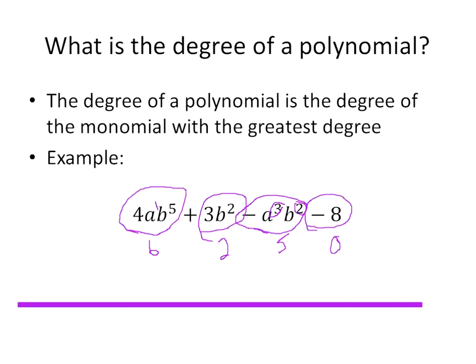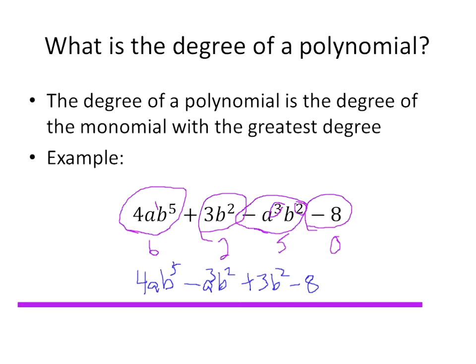So let's just rewrite that together to make sure we're understanding what that means. For those of you who need to see it, I've got 4ab to the 5th as the first one because it has the highest degree. And then I would say minus a to the 3rd b to the 2nd because it has the next highest degree. Then we would say plus 3b squared because that's the next one, and then minus 8. And that would be what we consider to be a standard form of the polynomial. We go from the highest degree to the lowest degree.